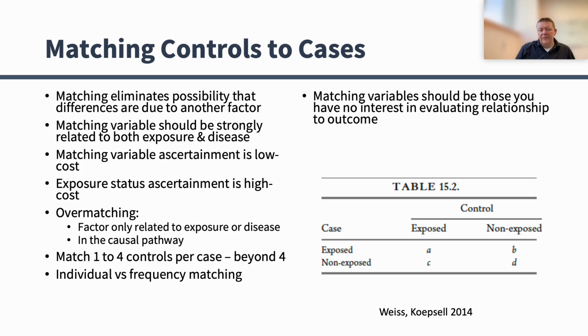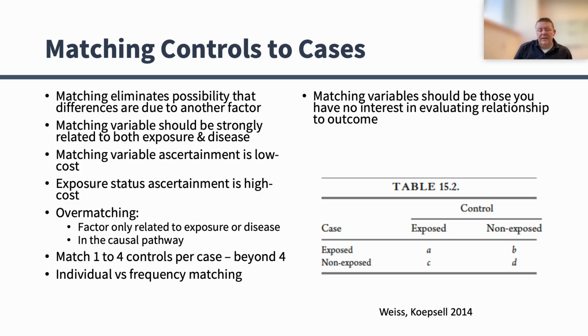Typically, when we do matching, we match 1 to 4 controls per case. Beyond 4 controls per case is usually not statistically efficient. Even matching 4 is kind of above and beyond. And so matching at least 2 controls is typical if it's cost efficient. Maybe 3, and then 4 if it's cost efficient to do so. It adds a little bit more statistical power to your analysis.